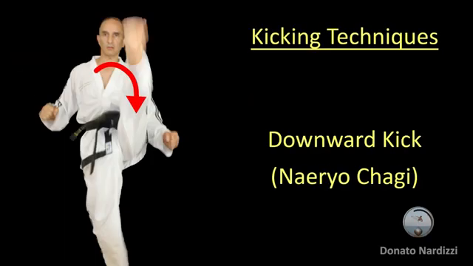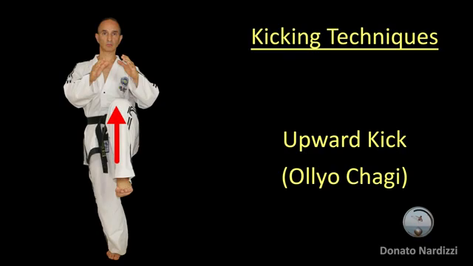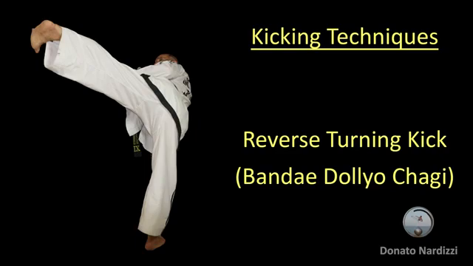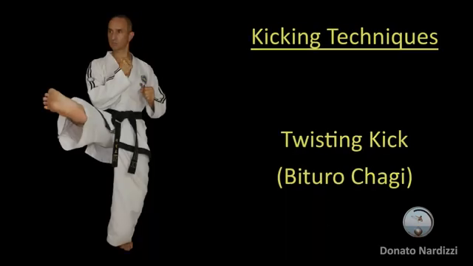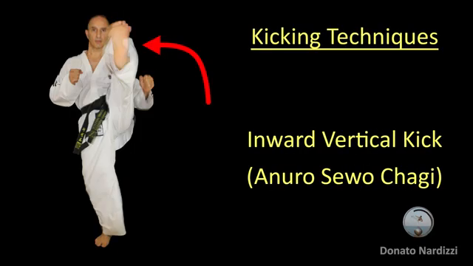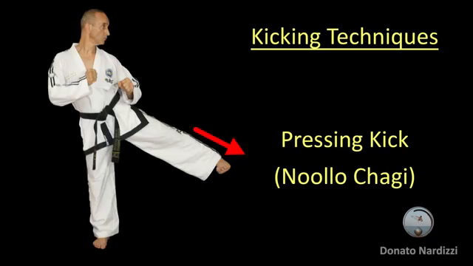Downward kick, 내려 차기. Pig shape kick, 가인니 차기. Upward kick, 올려 차기. Reverse turning kick, 반대 돌려 차기. Reverse hooking kick, 반대 돌려 걸어 차기. Twisting kick, 비틀어 차기. Inward vertical kick, 안으로 세워 차기. Outward vertical kick, 밖으로 세워 차기. Pressing kick, 눌러 차기.